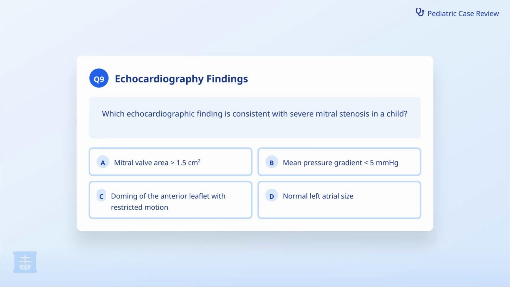Option A, mitral valve area greater than 1.5 square centimeters. Option B, mean pressure gradient less than 5 millimeters of mercury. Option C, doming of the anterior leaflet with restricted motion. Option D, normal left atrial size. Consider the echocardiographic parameters used to diagnose and grade the severity of mitral stenosis.